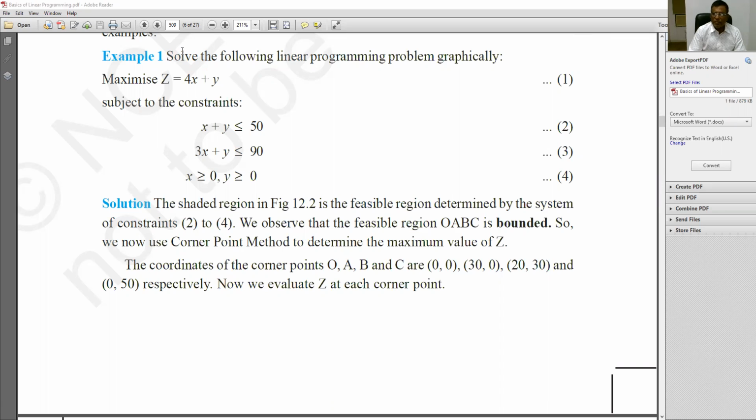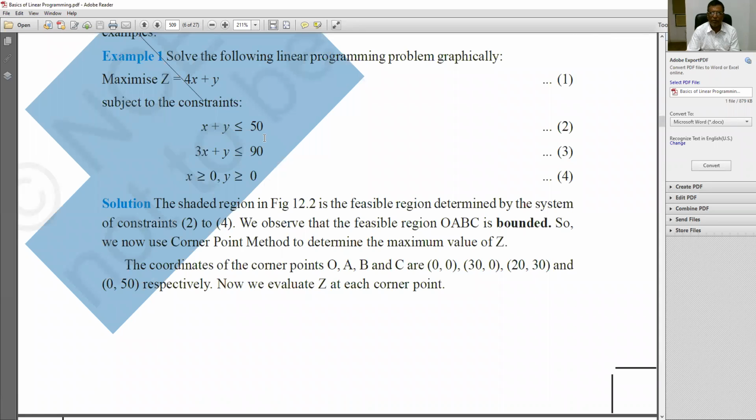So please write, and I hope this screen is visible to you. Solve the following linear programming problem graphically. It has already been said that you have to solve the numerical as a whole. This portion, maximize z is equal to 4x plus y, subject to the constraints. You have to maximize this objective function. So please firstly note down the question in your exercise sheet.